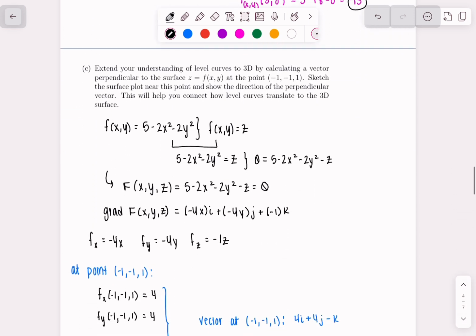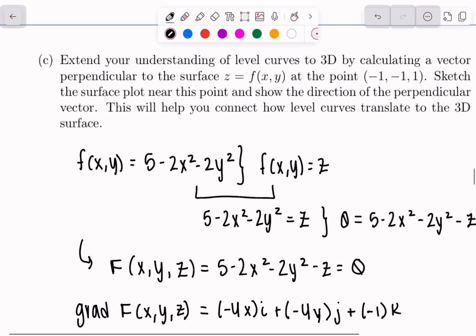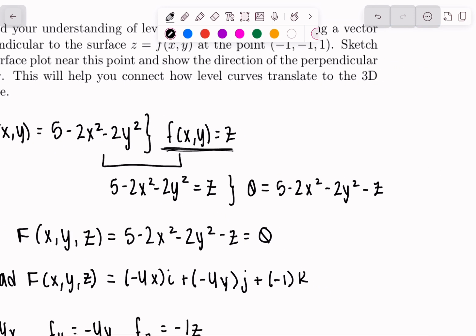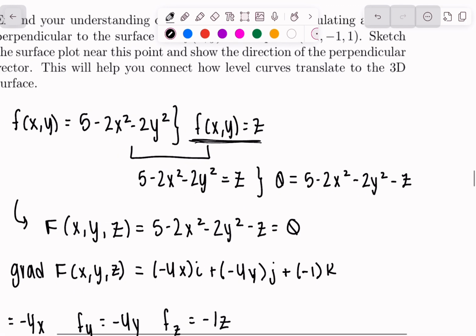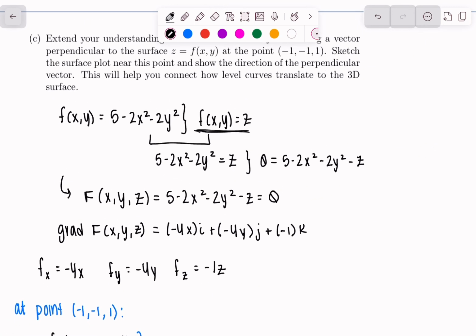Part C asks to calculate a vector perpendicular to the surface z equals f of x,y at the point -1, -1, 1, and then sketch this and show the direction of the perpendicular vector. So in order to turn our 2D graph into a 3D graph, we're basically just going to set f of x,y equal to z. So we take 5 minus 2x squared minus 2y squared equals z and set that whole thing equal to 0. So now we have the function for our vector perpendicular to the surface, which is f of x,y,z equals 5 minus 2x squared minus 2y squared minus z equals 0.